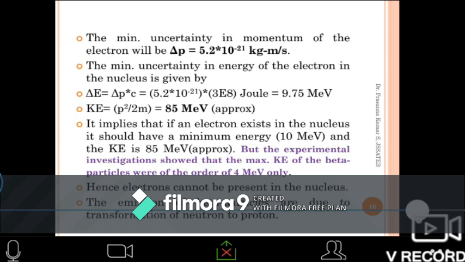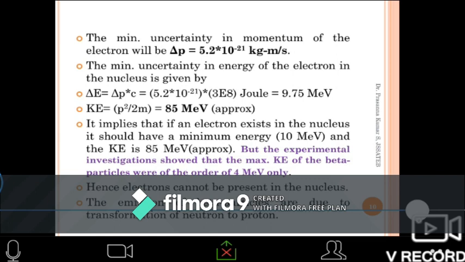If you calculate the kinetic energy, that is p square by 2m, it will be approximately 85 million electron volts. So if you assume that electrons are present within the nucleus, then the corresponding kinetic energy of the beta particle should be around 85 MeV. But it is not possible. Experimental investigations have shown that the maximum kinetic energy associated with beta particles cannot be more than 4 MeV, that is, 4 million electron volts.